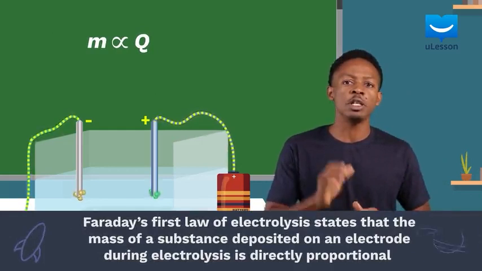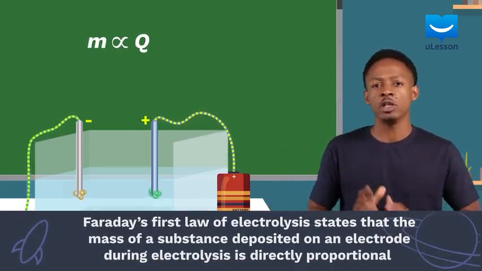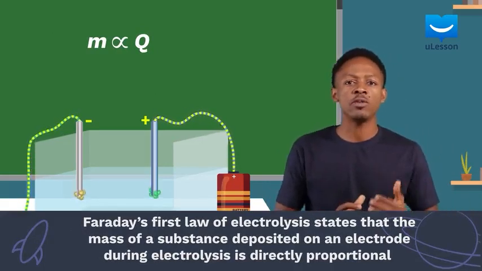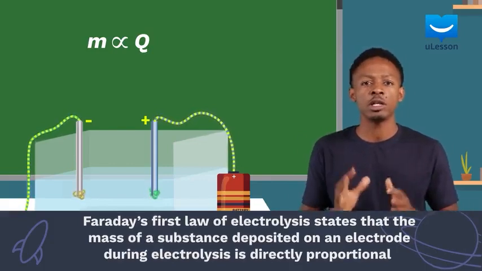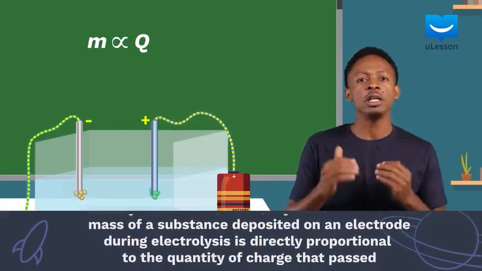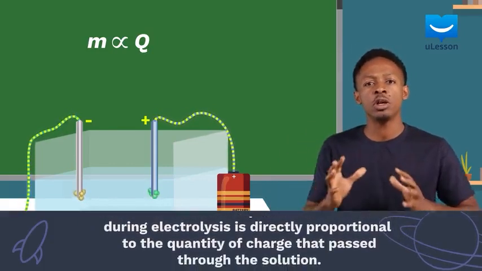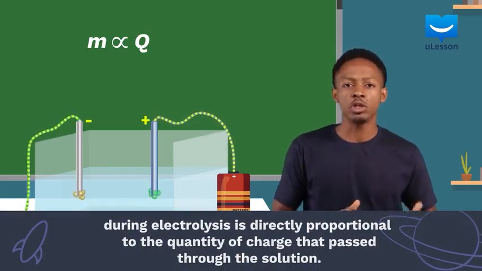This relationship is Faraday's first law of electrolysis. It states that the mass of a substance deposited on an electrode during electrolysis is directly proportional to the quantity of charge that passed through the solution.